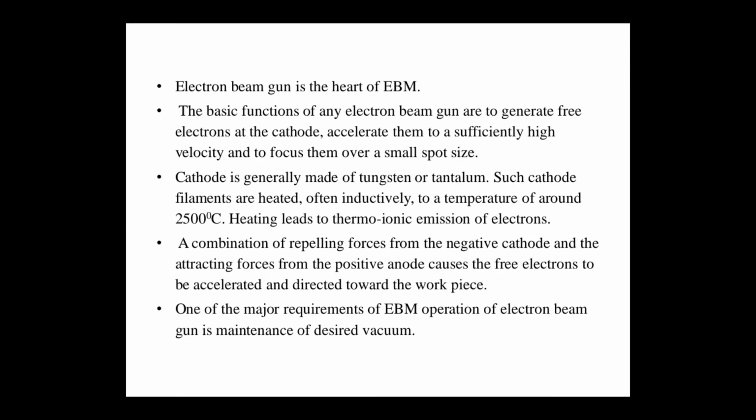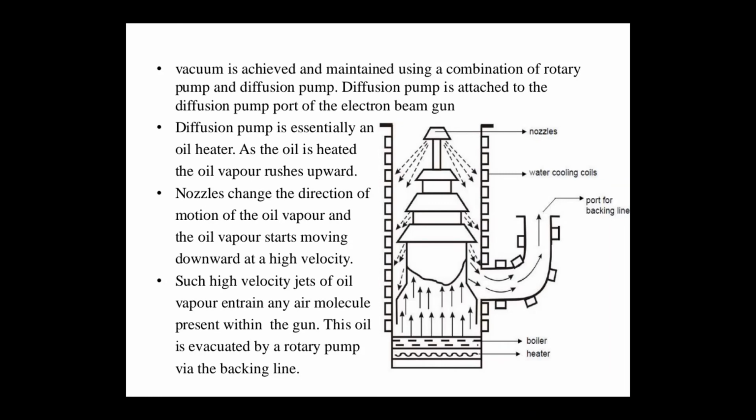One of the major requirements of EBM operation of the electron beam gun is maintenance of the desired vacuum. Vacuum is achieved and maintained using a combination of a rotary pump and a diffusion pump. So here I have shown that diagram. And the diffusion pump is attached to the diffusion pump port of the electron beam gun.